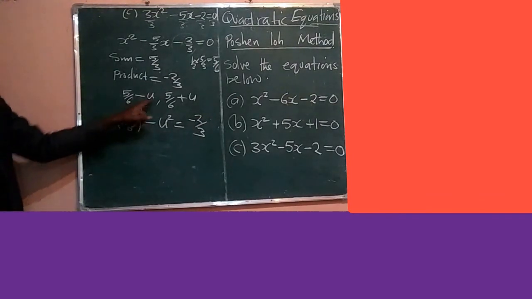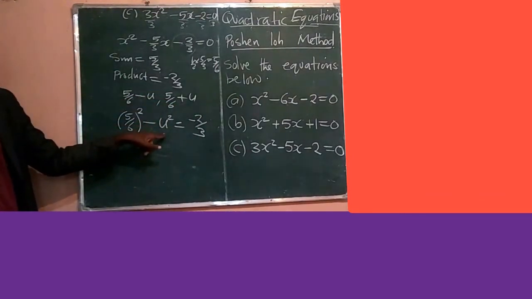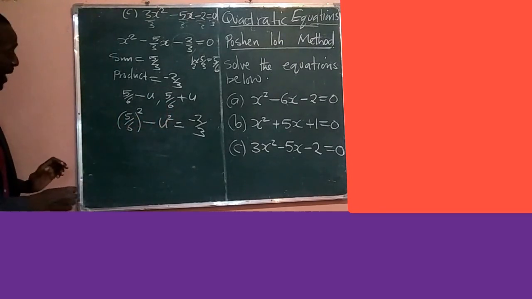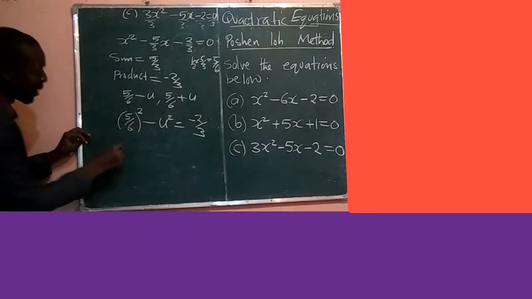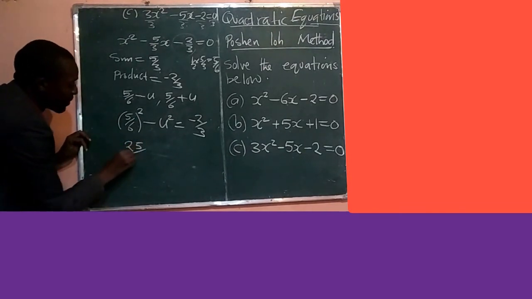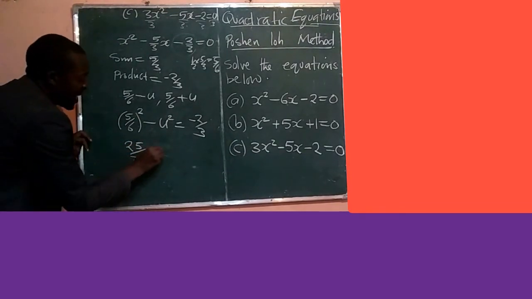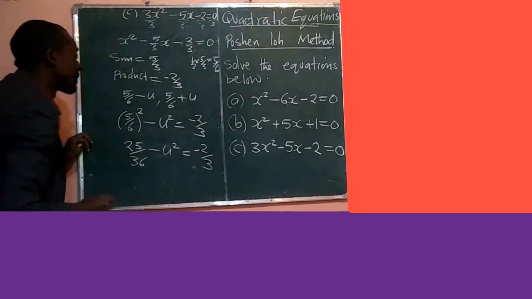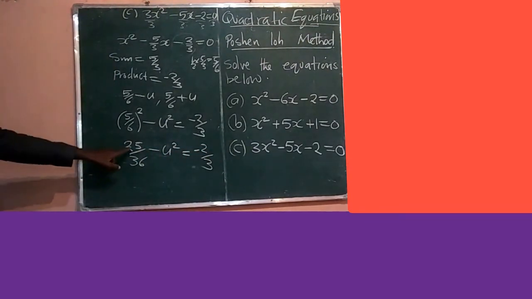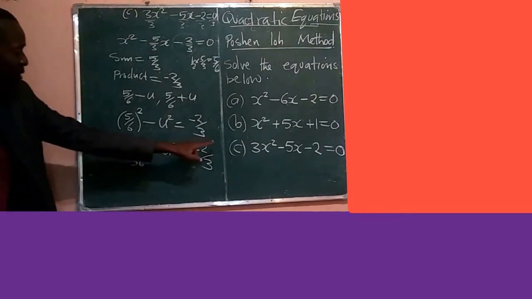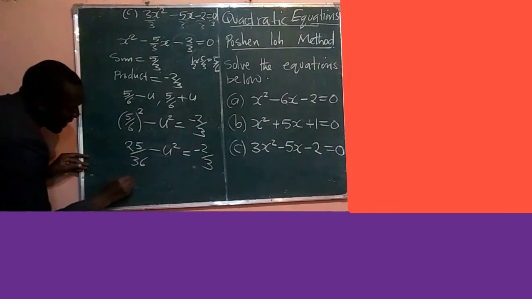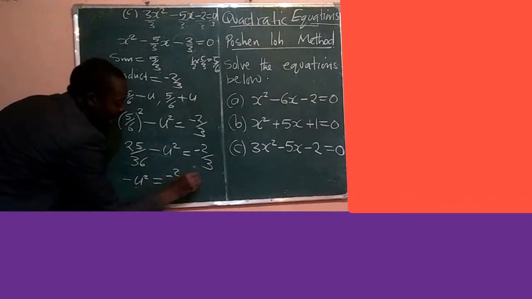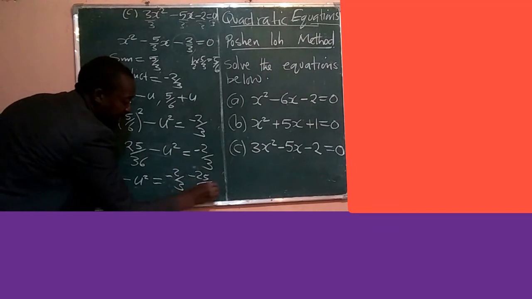Okay, so you multiply these two. When you multiply these two, you end up with this. You can try to multiply it on your own and you see that you're going to end up with what we have. And so when we square here, we are going to have 25 over 36 minus u squared is equal to negative 2 over 3. And so we can collect the like terms. This number, 25 over 36, can go that side. So we are going to have negative u squared is equal to negative 2 over 3 minus 25 over 36.